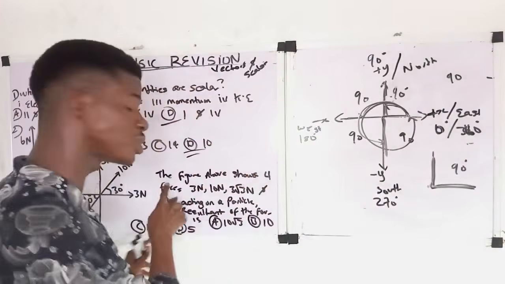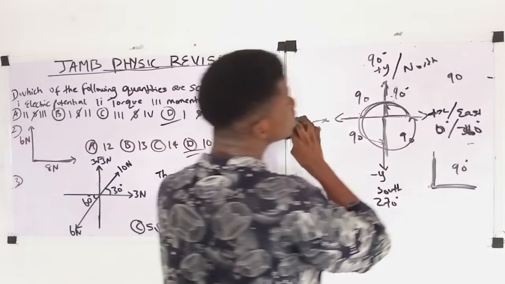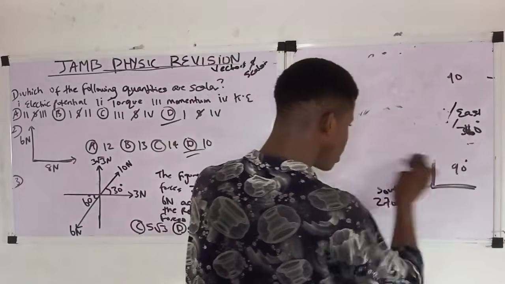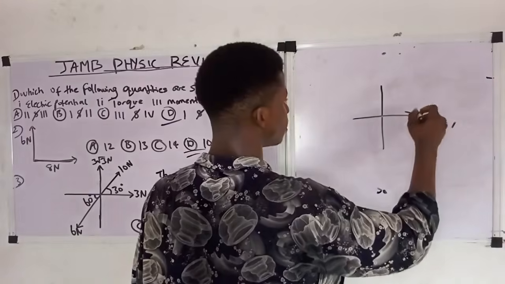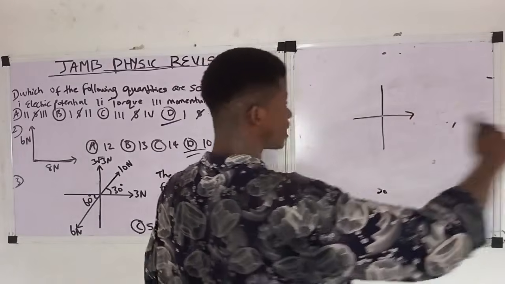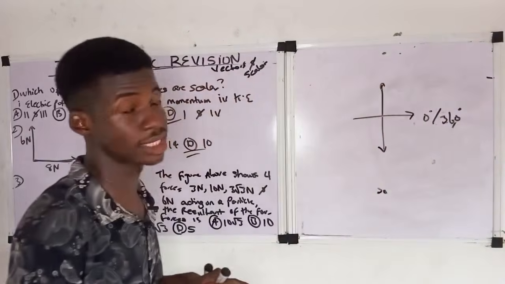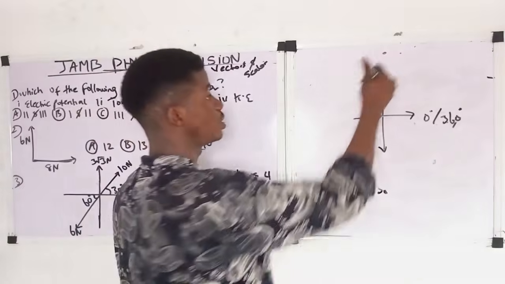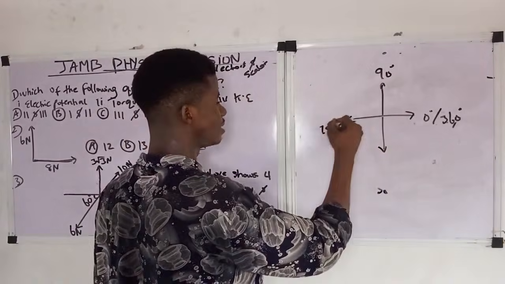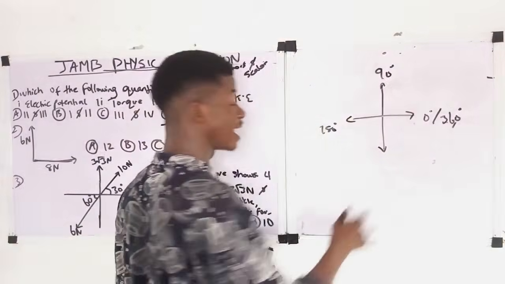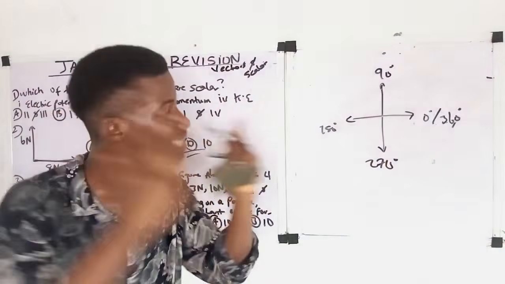So in summary, I want to show you guys an easy way to solve questions on the representation of vectors. In summary to everything: this side is the east, or positive x-axis, and the angle here is 0 degrees or 360 degrees, right? Then the positive y-axis, or north, the angle is 90 degrees. Then the negative x-axis, the angle is 180 degrees. Then the negative y-axis, or south, the angle is 270 degrees, right? Yes. Now have this at the back of your mind.